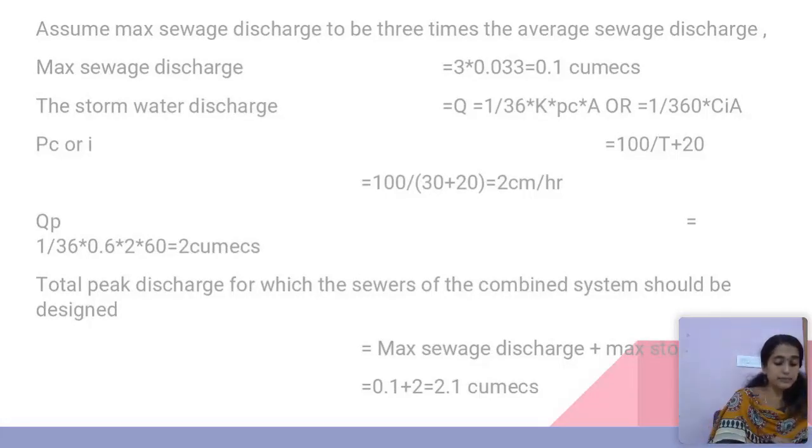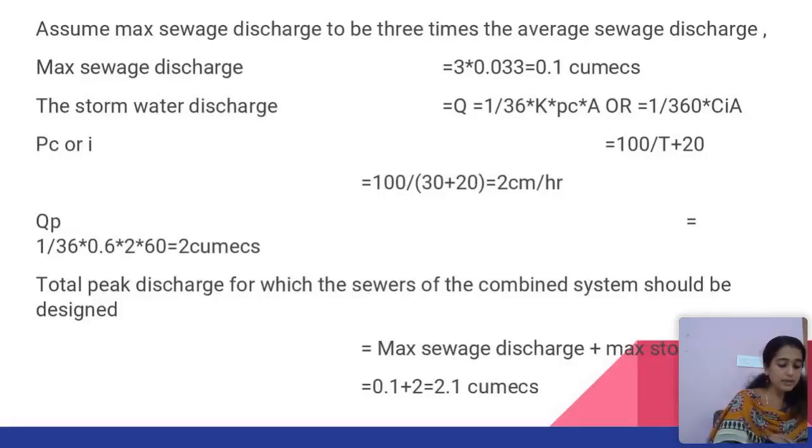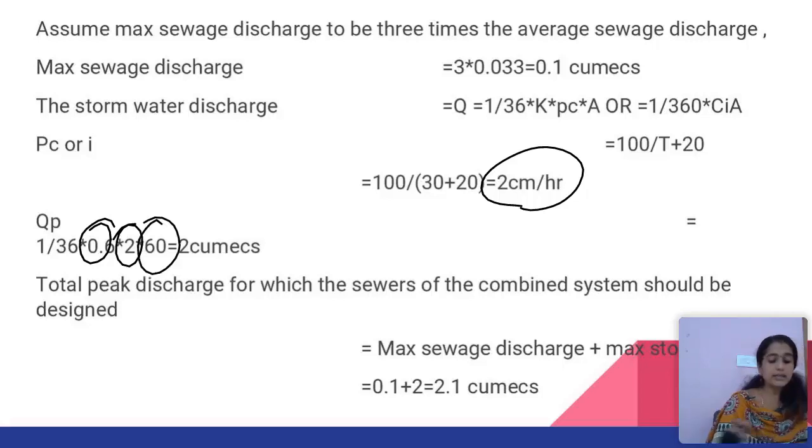That is, the equation is 1 by 36 into K into PC into A. Here K is given, that is 0.6. I or PC we already calculated as 2 centimeter per hour, and 60 hectares, that is the catchment area, which will give the quantity of peak flow, that is stormwater flow, that is 2 cumecs.